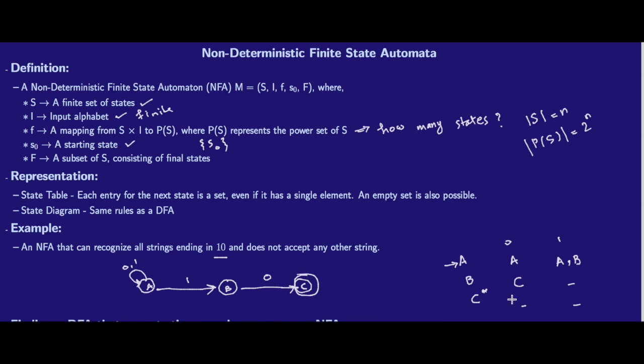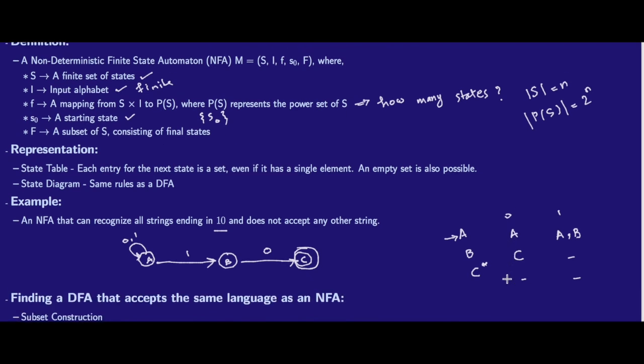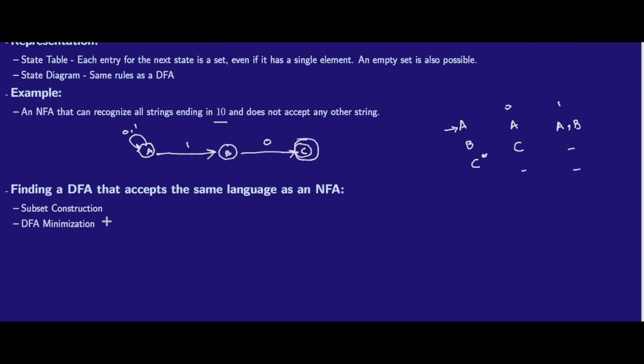So note the difference between a deterministic and a non-deterministic finite state automata. Now the question comes: given a non-deterministic finite state automaton, can we find an equivalent deterministic finite state automaton or not? The answer to this question is yes. The steps involved in converting a non-deterministic finite state automaton to a deterministic finite state automaton comprise two steps. One is subset construction and then the actual minimization.